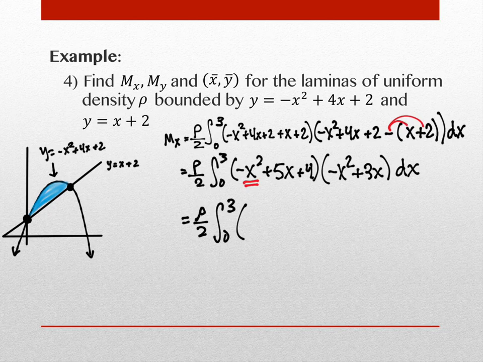Thank you. So negative x squared times negative x squared would be x to the 4th. And then negative x squared times 3x would be negative 3x cubed. Is that okay? Good. And then I'm going to go to the next one.